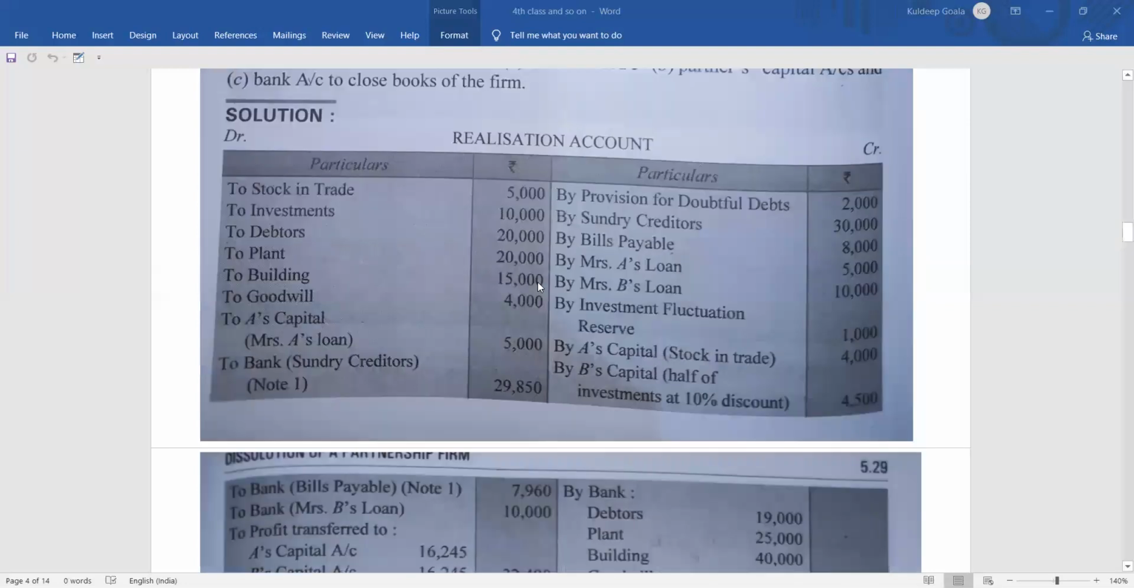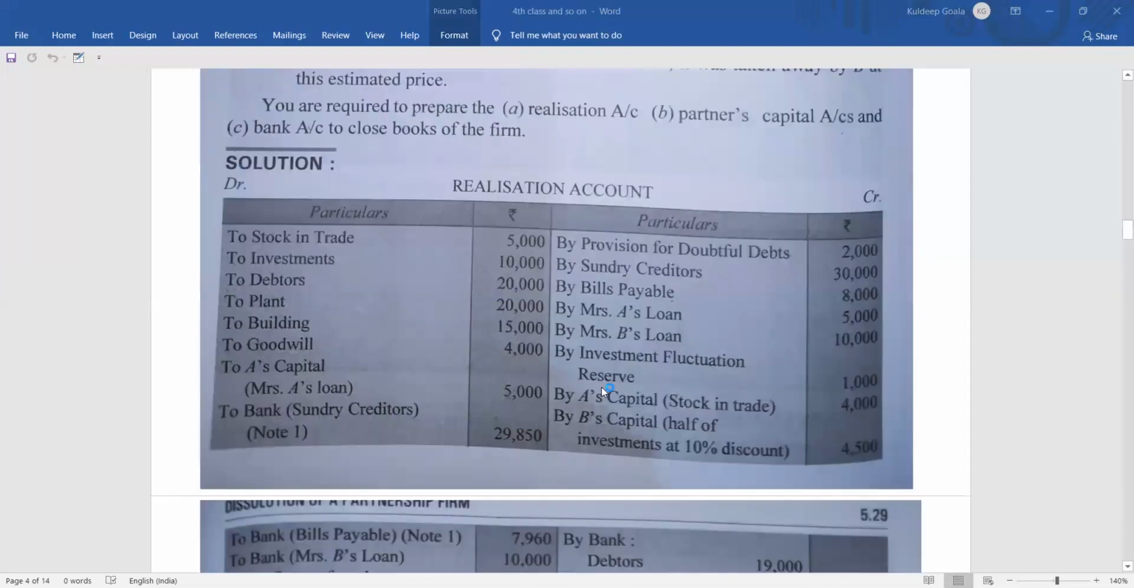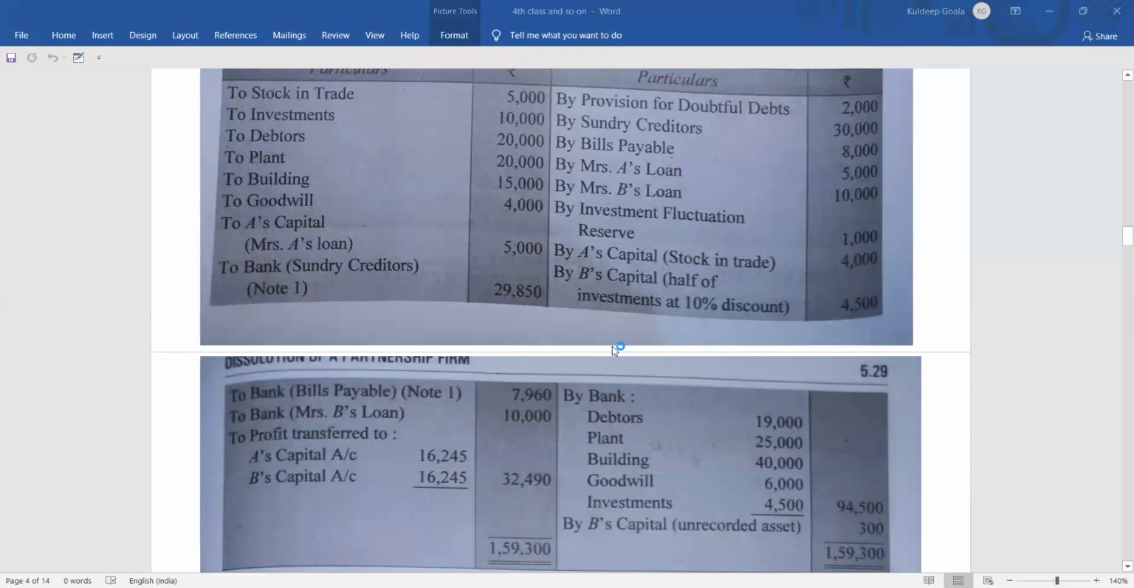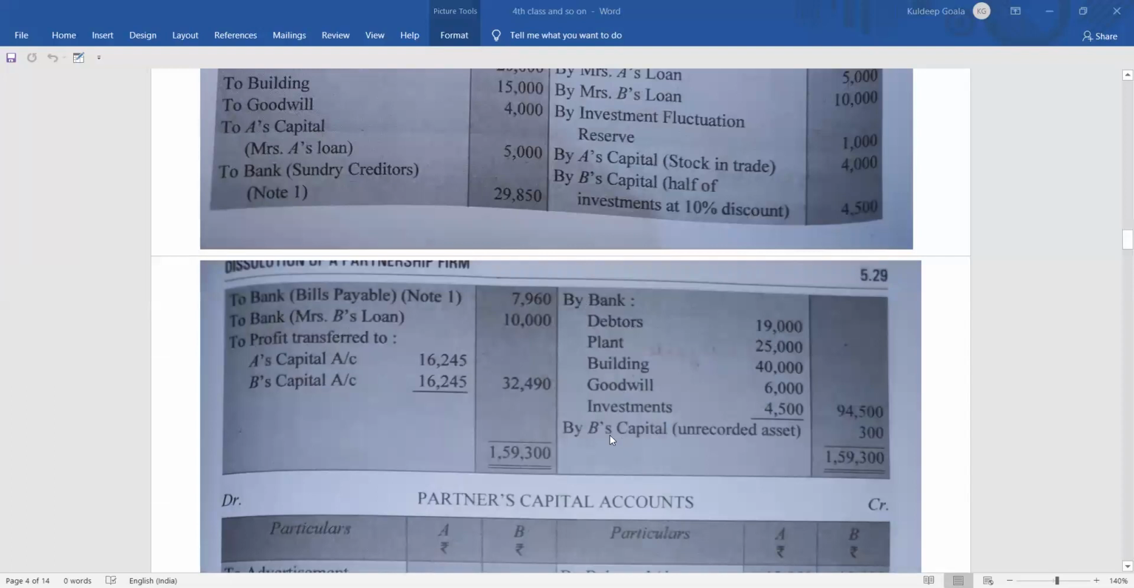7,960 rupees. Now coming to the next one, that point number F. There was an old typewriter which has been written off completely from the books. It was estimated to realize 300 and it was taken away by B. B has taken it. So what will the journal entry be? Same like any other asset, we are going to treat it. If the partner is taking away the asset, the journal entry will be B's capital account debit to realization account. So realization credit side by B's capital account 300. So that is why you can see in the realization account credit side by B's capital account, unrecorded asset, that is 300 rupees.